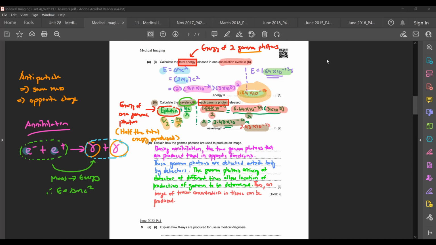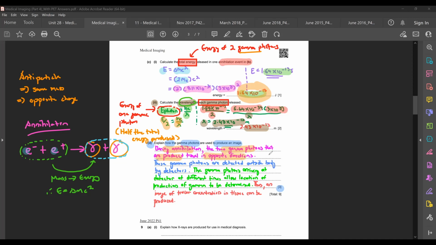All right, then you move on to the last part. This one is actually asking you how you use your gamma photons to produce an image. Explain how gamma photons are used to produce an image. This is for 3 marks. So the complete answer, that is more than what is required, is this one. You can first say that during annihilation, the 2 gamma photons that are produced travel in opposite directions.